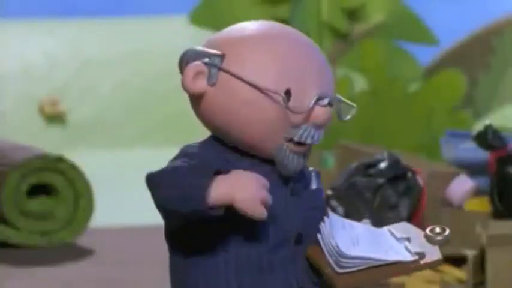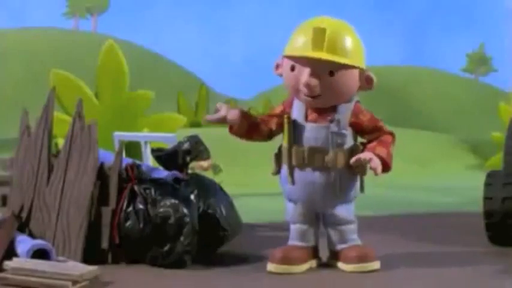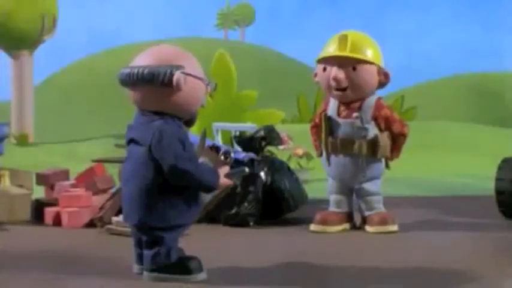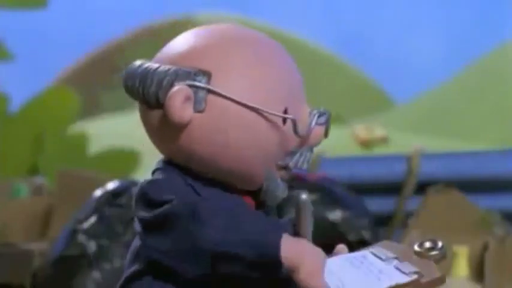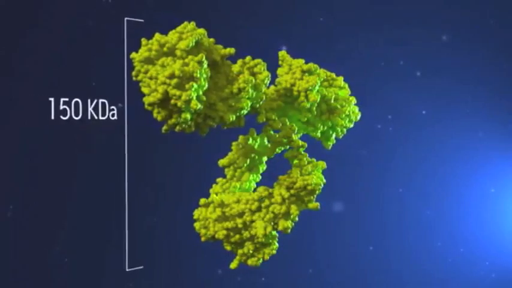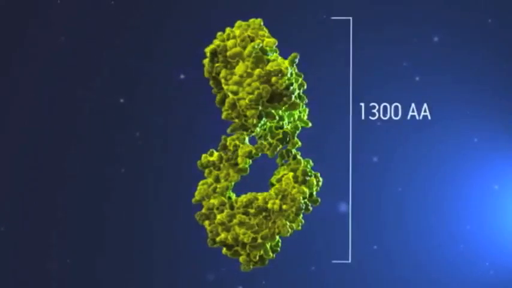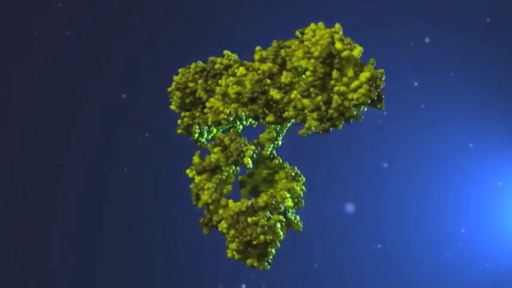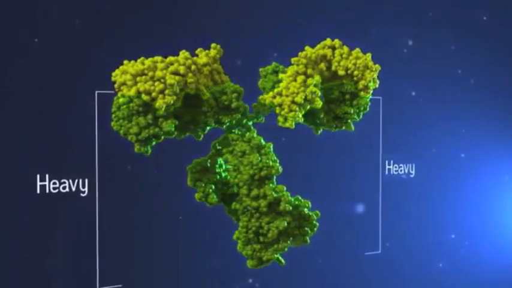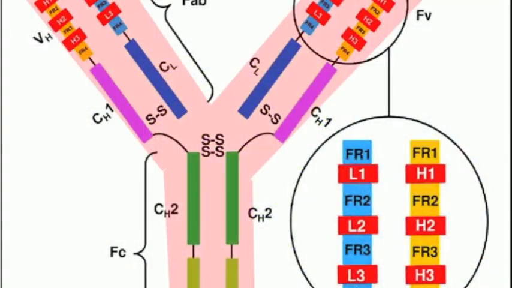Hello there, Bob. What are you doing? I'm producing antibodies at an astonishing rate of 5,000 molecules a second. Antibodies? What are those? They're small proteins about 150 kilodaltons large, or about 1,300 amino acids large. They're made of 4 polypeptide chains, 2 light chains and 2 heavy chains. The antibody forms a Y shape, and the arms of the Y are attached like hinges, making them extra flexible.